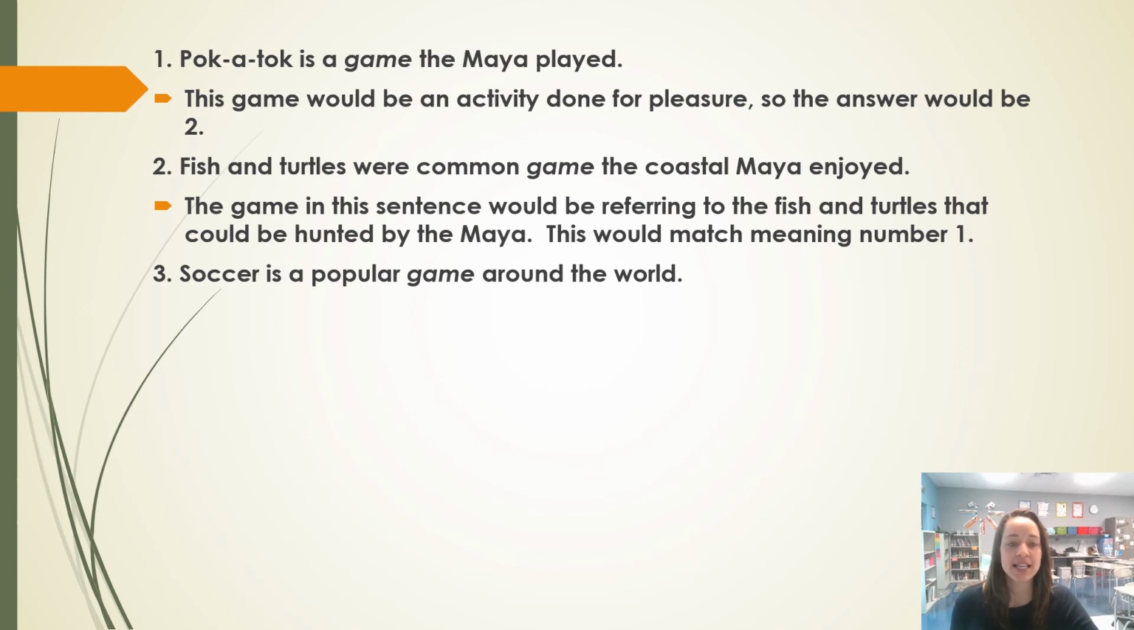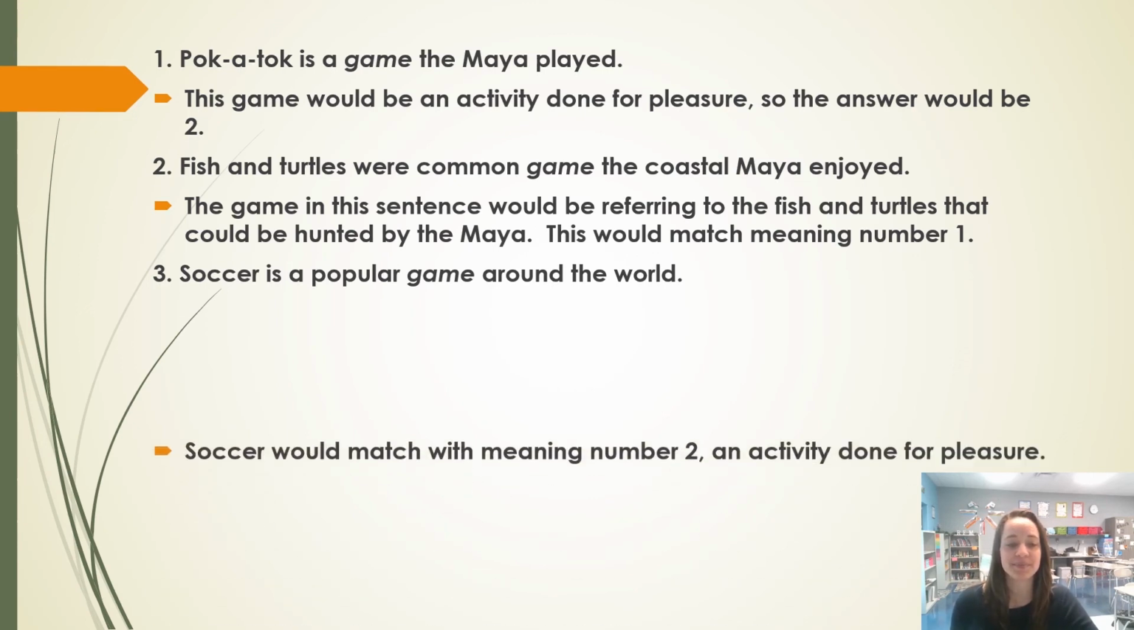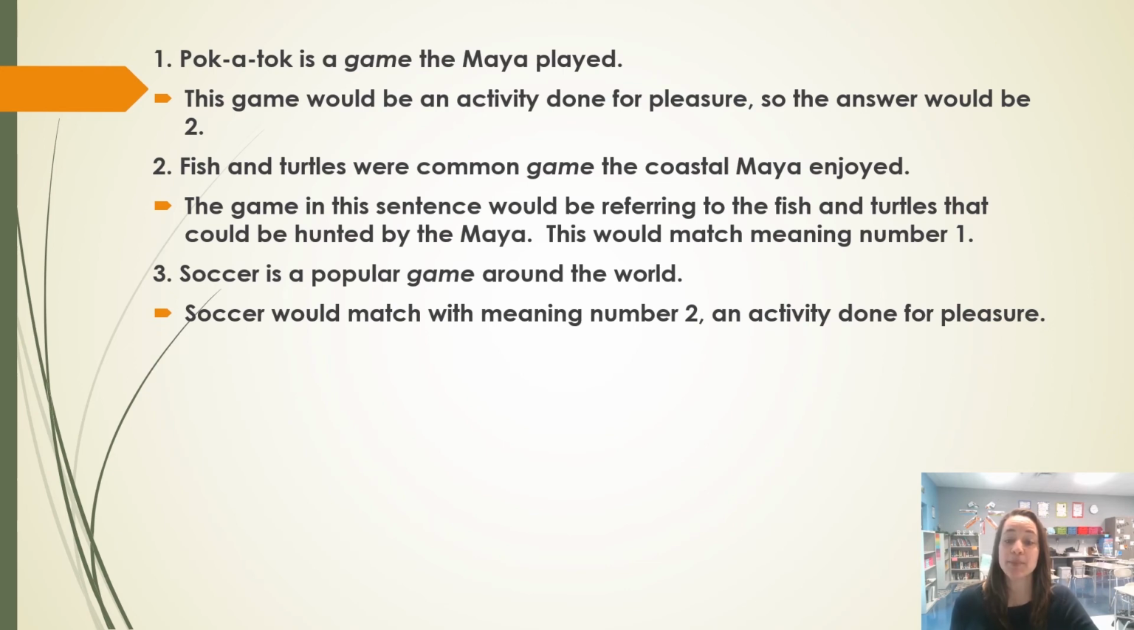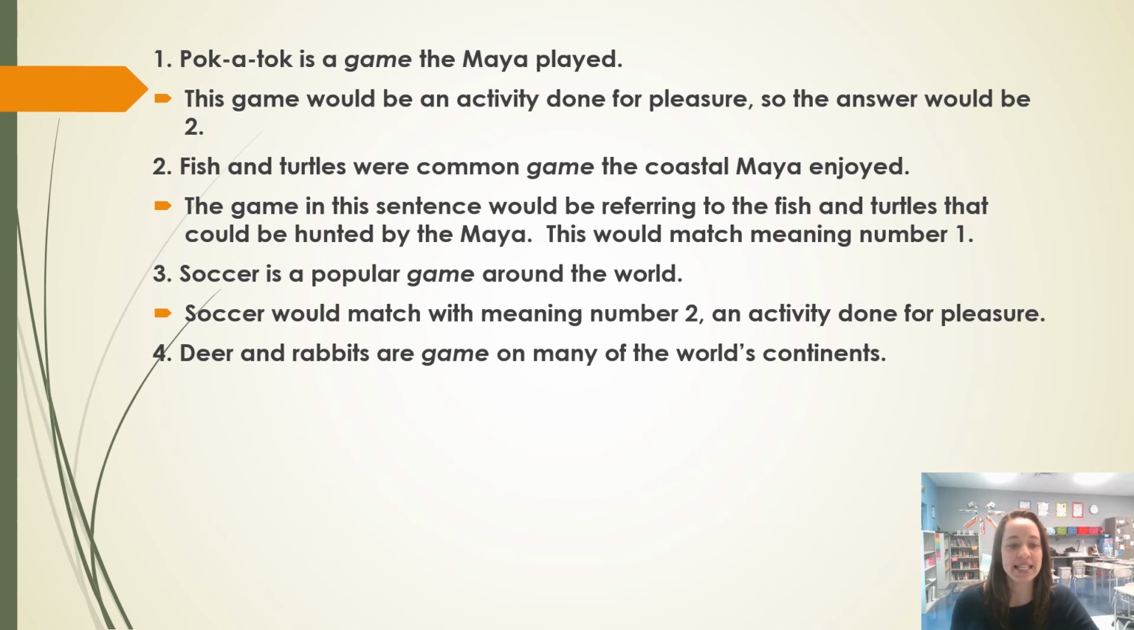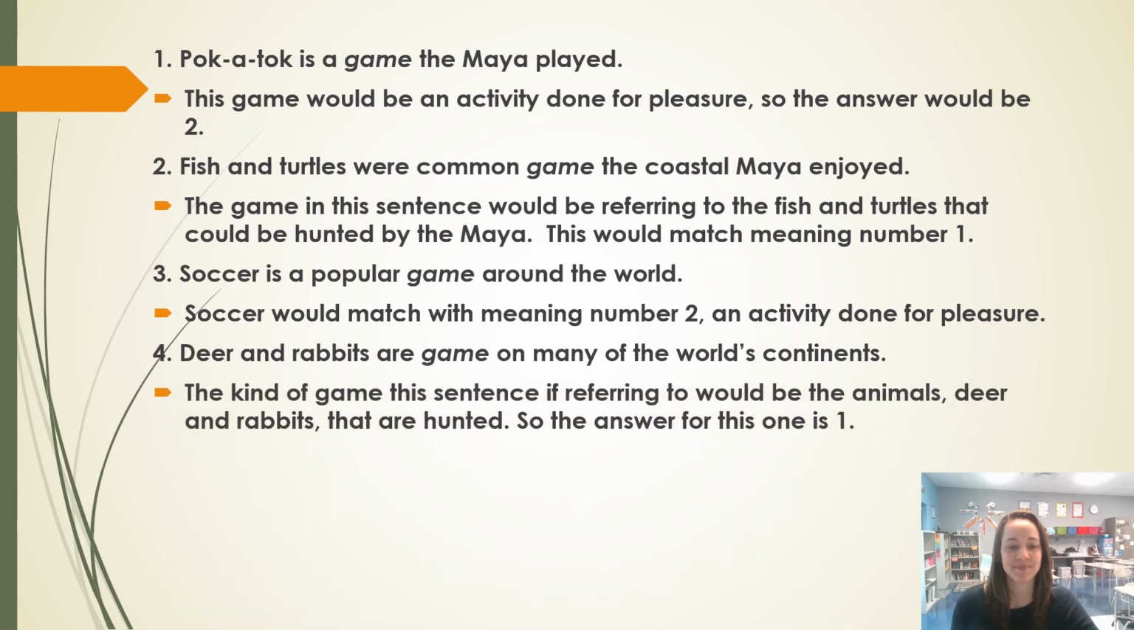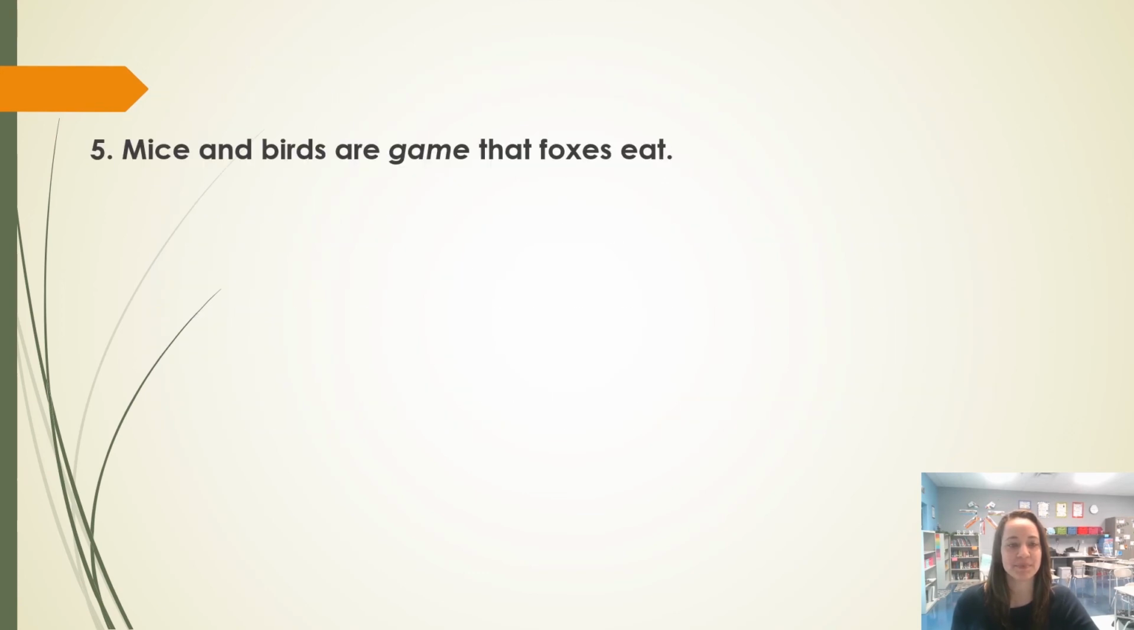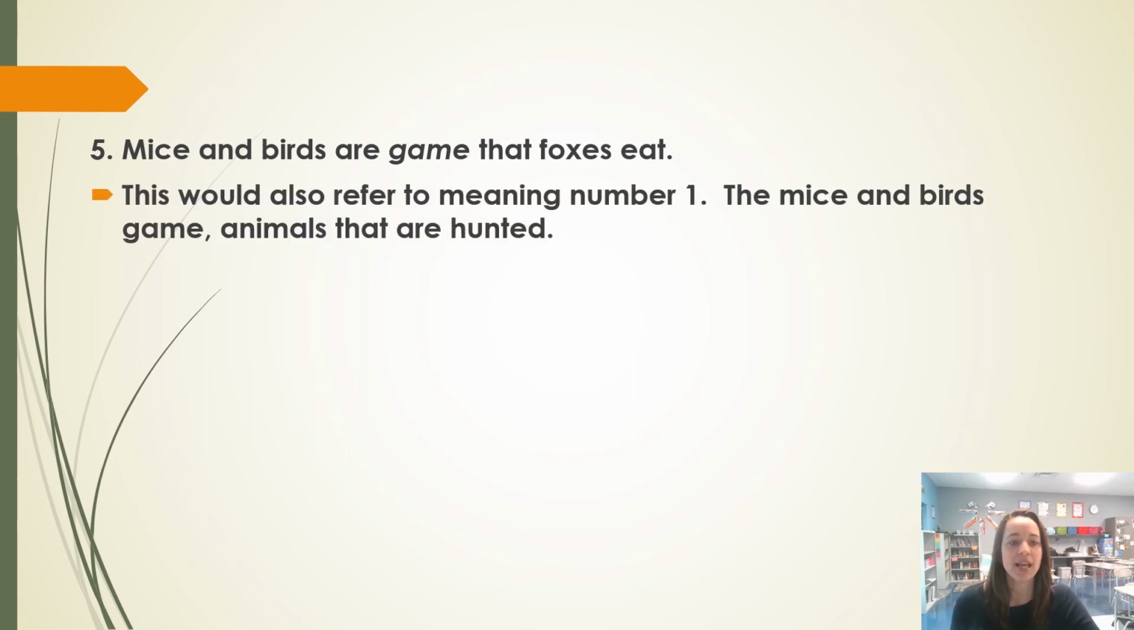Sentence 3. Soccer is a popular game around the world. Soccer would match with meaning number 2, an activity done for pleasure. Sentence 4. Deer and rabbits are game on many of the world's continents. The kind of game this sentence is referring to would be the animals, deer and rabbits, that are hunted. So the answer for this one is 1. Sentence 5. Mice and birds are game that foxes eat. This would also refer to meaning number 1, the mice and birds, game, animals that are hunted.